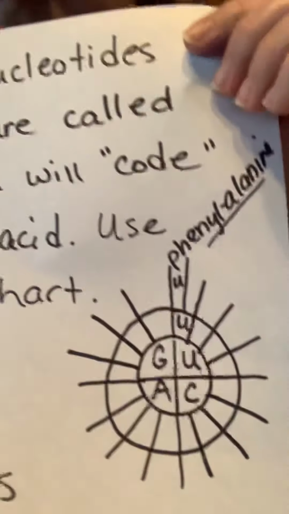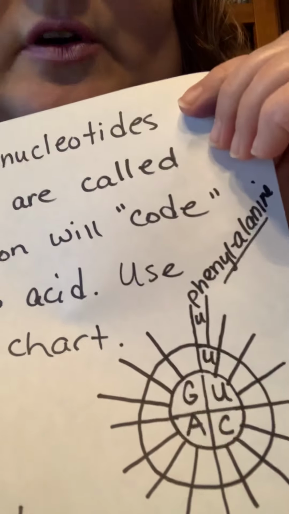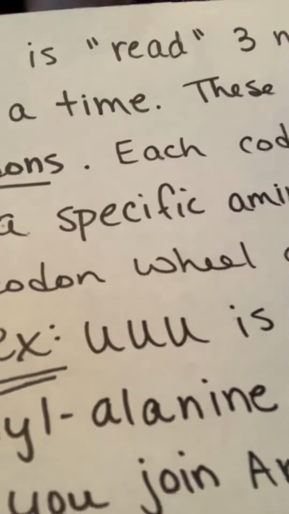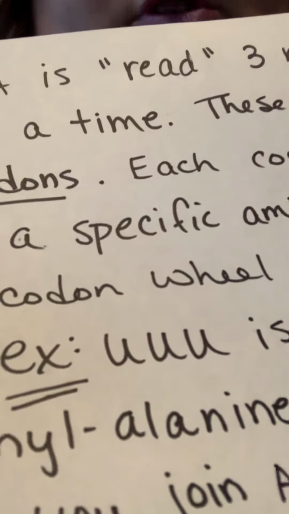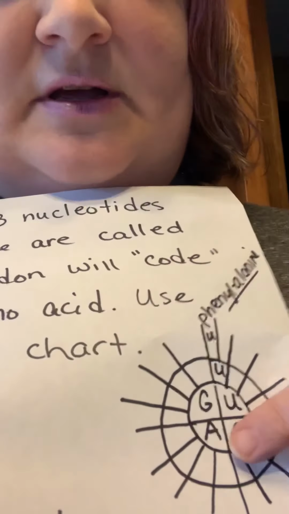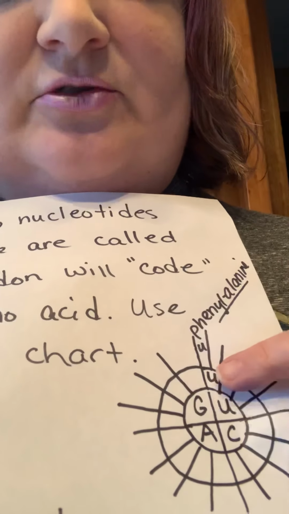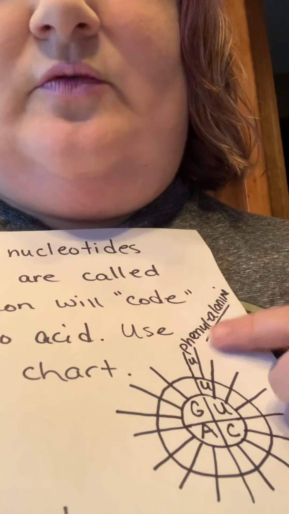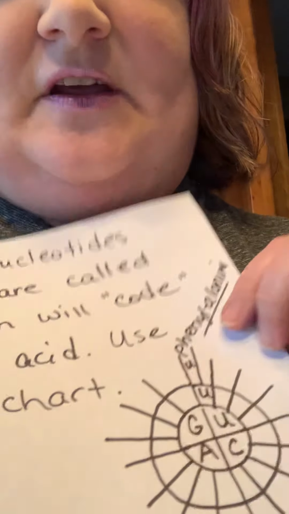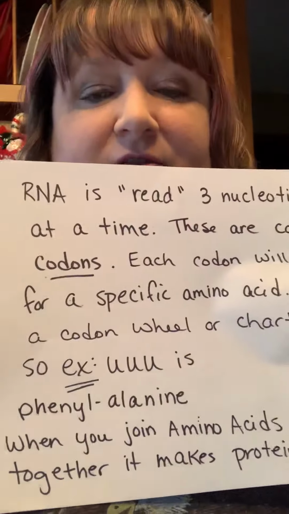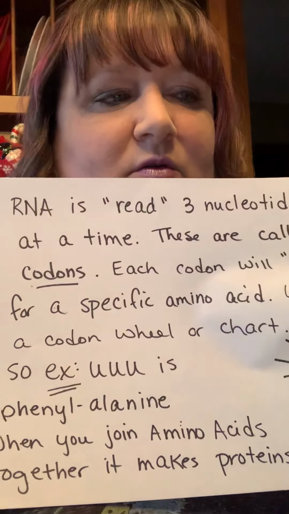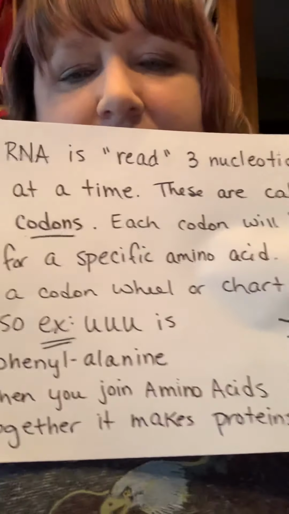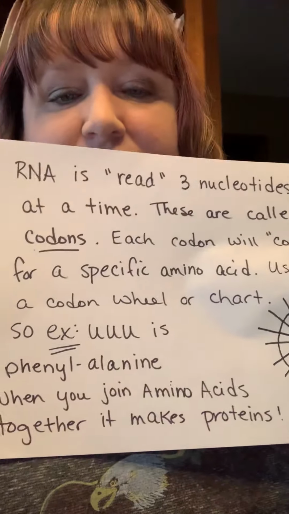And that's where you use this little chart that I showed you, so that once I give you a code, I just used U as an easy example. You start in the center, U, go to the next ring, U, go to the third ring, U, and then you read which one you get, which in this case is phenylalanine. And that is how you find which amino acid your codon pairs for. So that is how you do that worksheet.